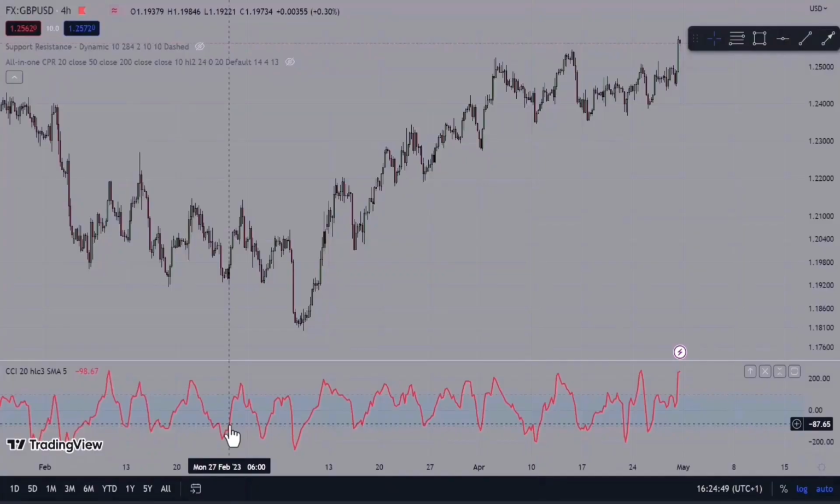So this indicator tells you the exact moment you should be looking to buy or sell when trading the forex market.